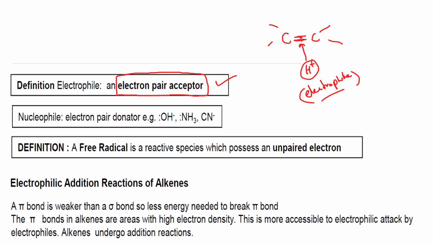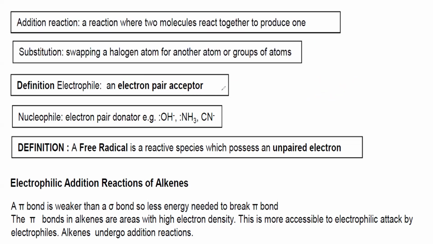So simply, what are electrophiles? Electrophiles are electron pair acceptors. So what about the nucleophiles? The definition of a nucleophile: electron pair donors.